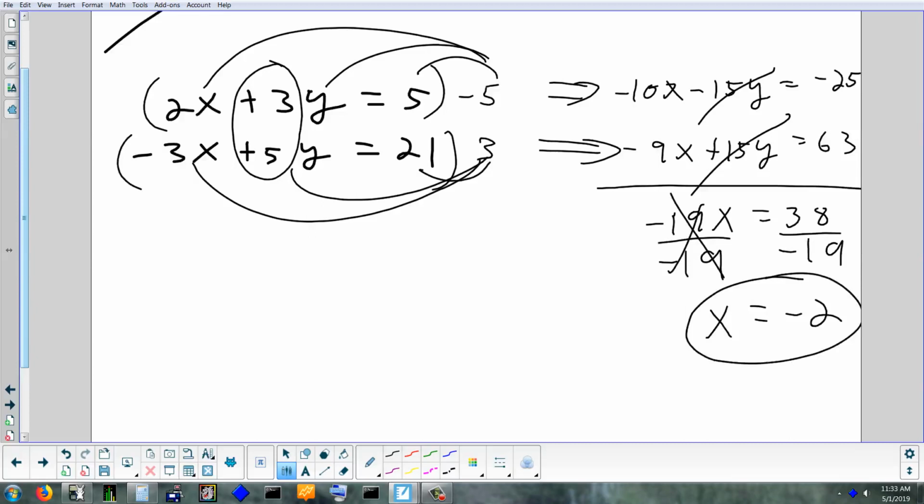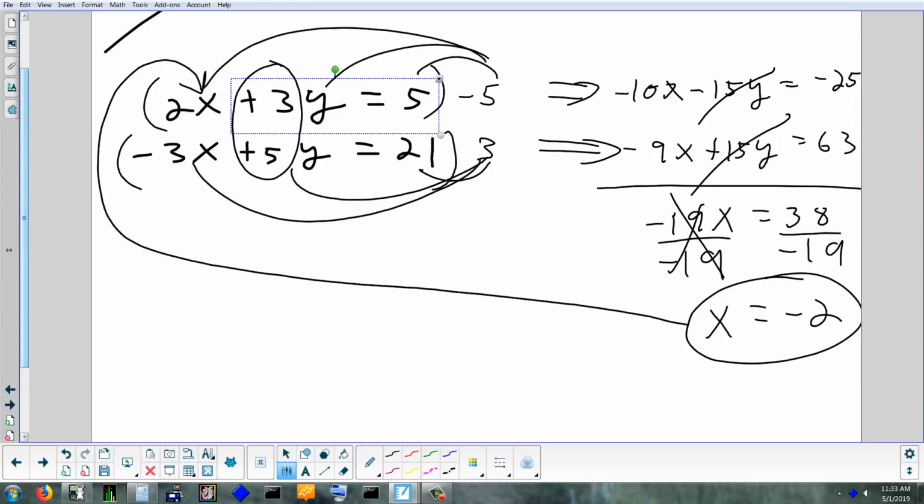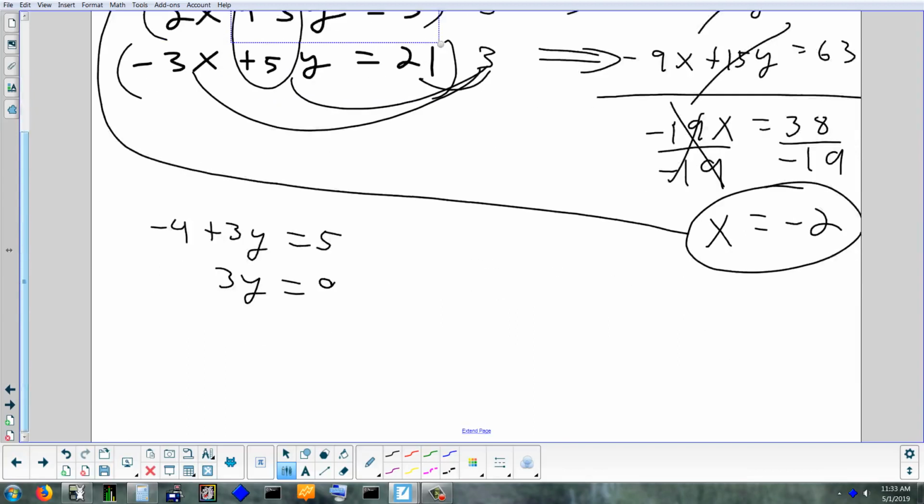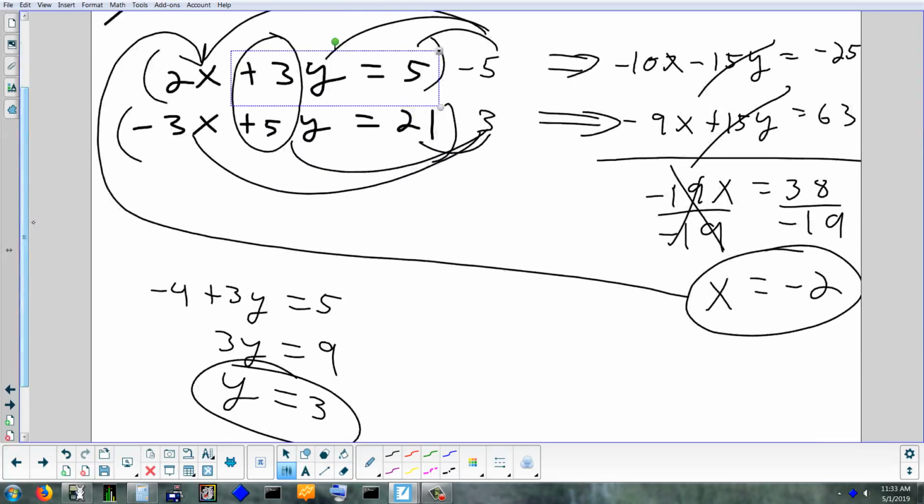Probably the top. Yeah, maybe the top, because at least the top had all positive numbers, and they're smaller. So, plug that back in, and we're going to get negative 4 plus 3y equals 5. 3y equals 9. y equals 3. Yep. Okay, so pretty straightforward 2-variable system using elimination. Any questions on that?